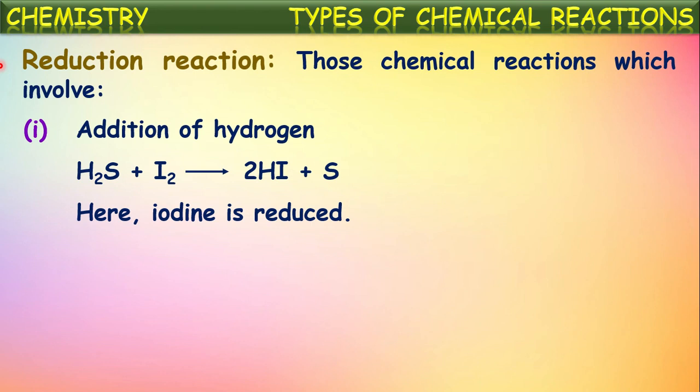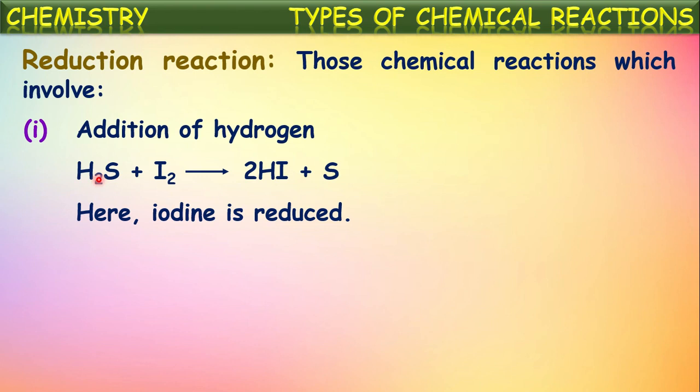Just now you have seen this example: hydrogen sulfide plus iodine gives hydrogen iodide plus sulfur. In the earlier example we explained the oxidation of hydrogen sulfide, isn't it? Because from the hydrogen sulfide, hydrogens are removed and it finally became sulfur. So we said there, hydrogen sulfide is oxidized because hydrogens are removed.